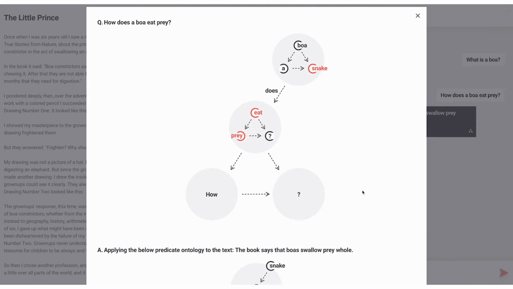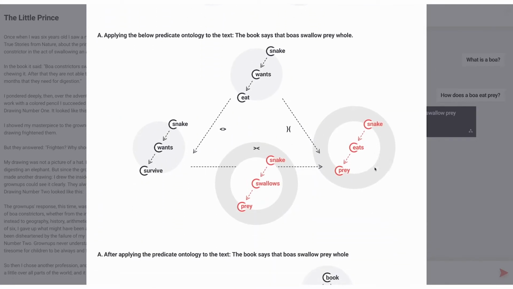So you see here, how is at the bottom, but how does a boa, and a boa we know is a snake because we've defined that, how does a boa, a snake, eat prey? And we have highlighted snake eat prey for a very good reason. Let's go down.